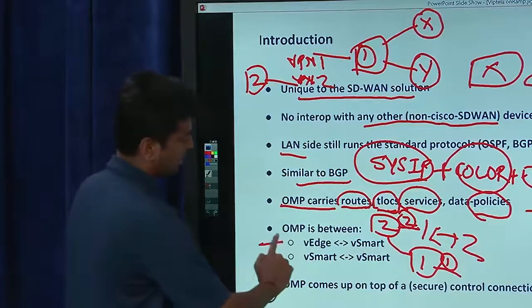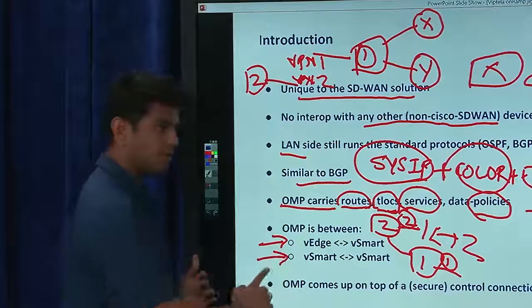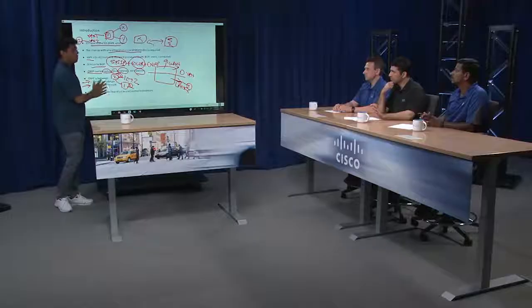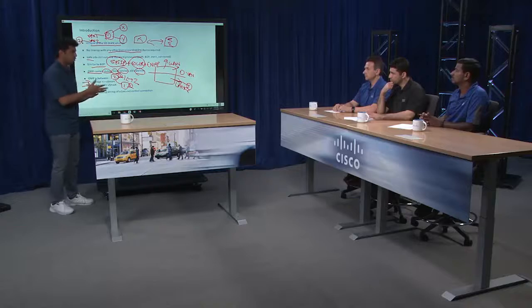Like I said, OMP runs between a vEdge and a vSmart, and between vSmarts. So as you can see, there's no vManage in the picture, or no vBond in the picture when it comes to OMP. Any questions out here?